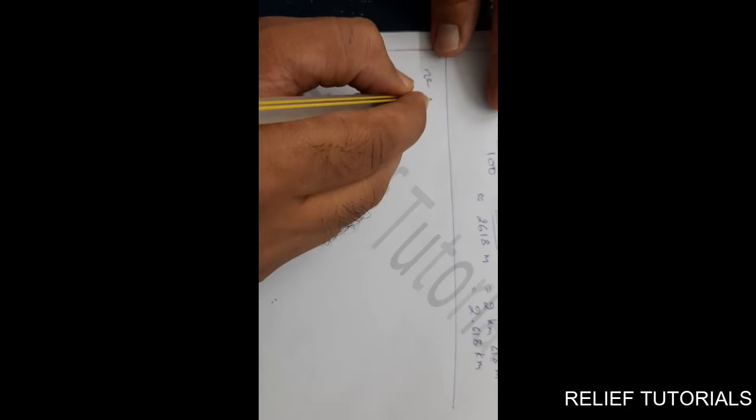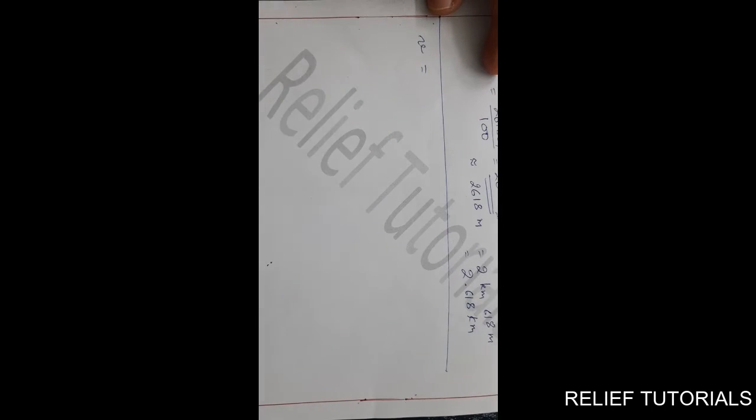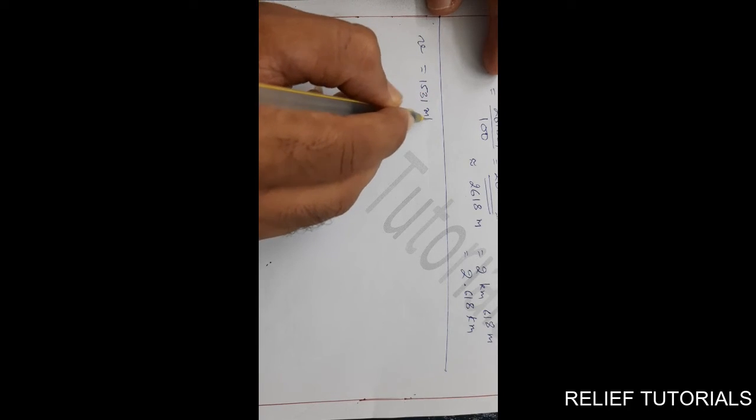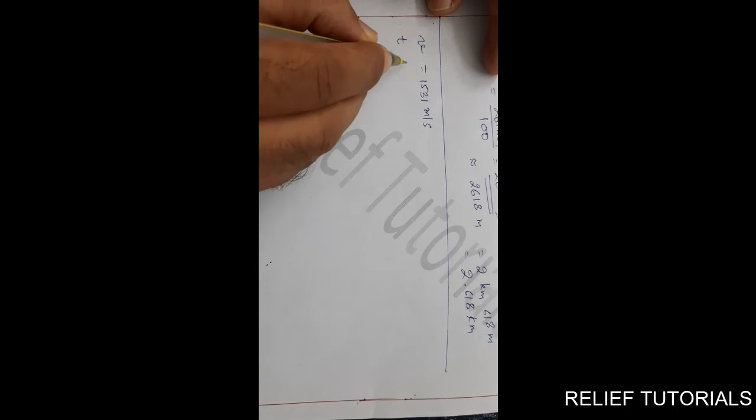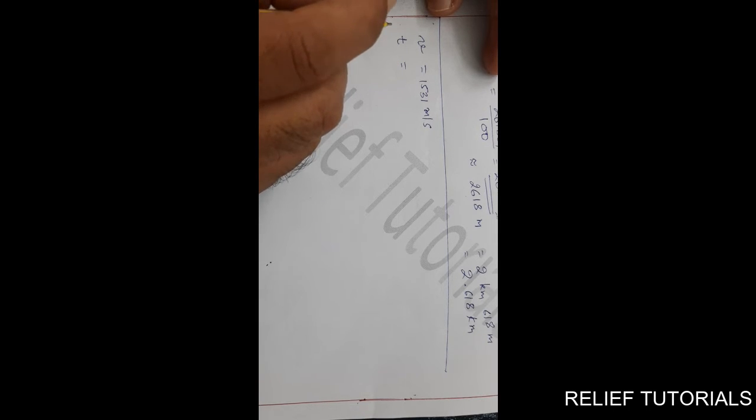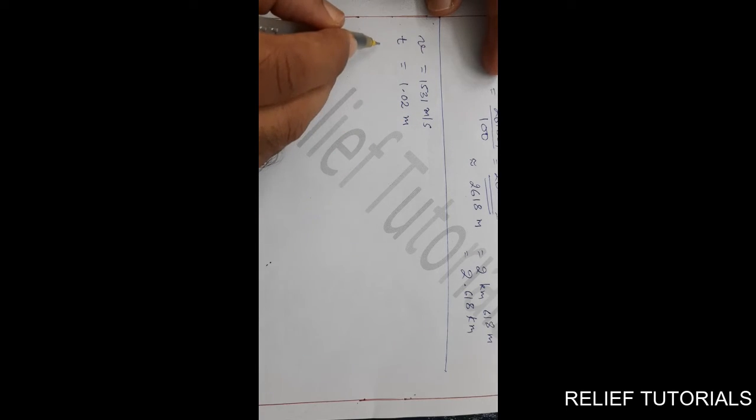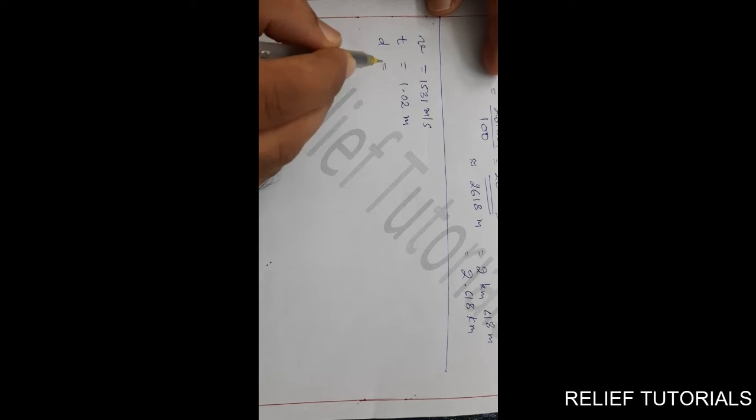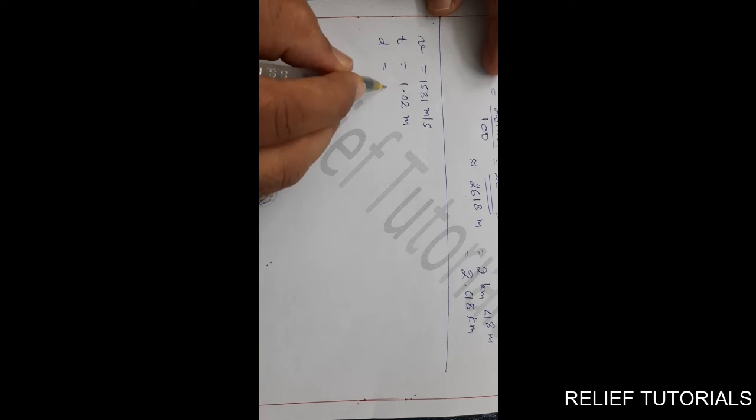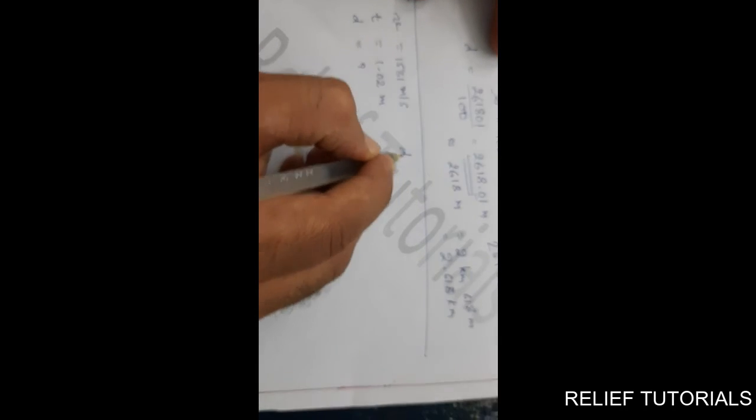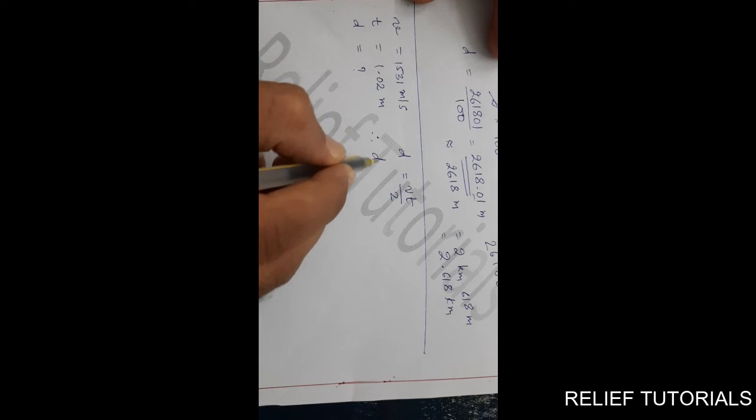Speed is given as 1531 meter per second. The time interval taken by the sound waves to return is 1.02 seconds, and they are asking for the distance of that cliff from the submarine. It means they are asking for the depth of the seabed from the submarine. So D is missing. We have a direct formula to calculate it. D is equal to VT by 2.